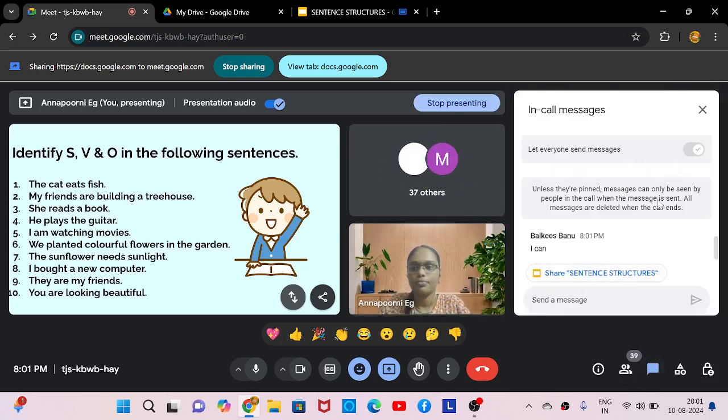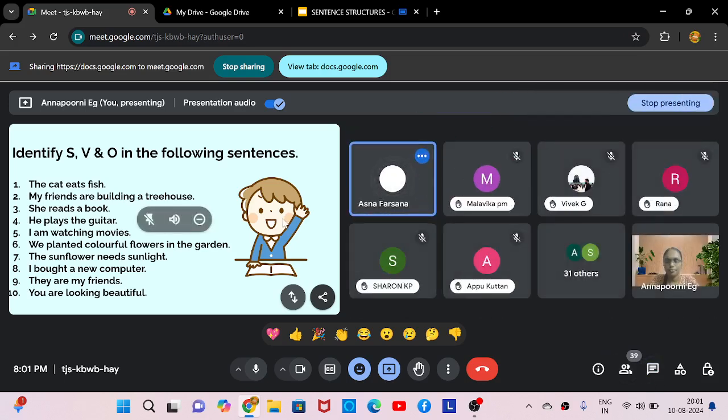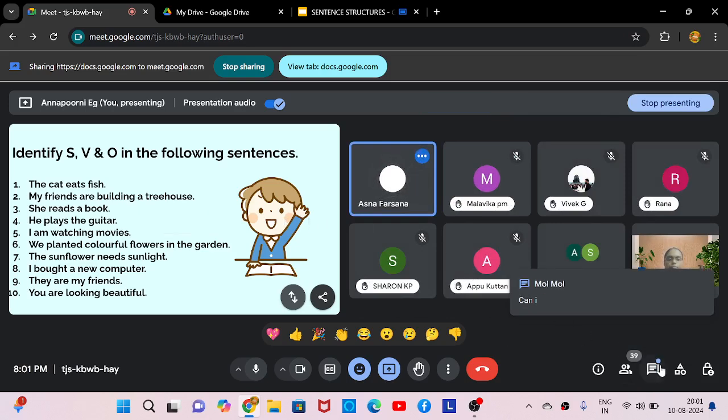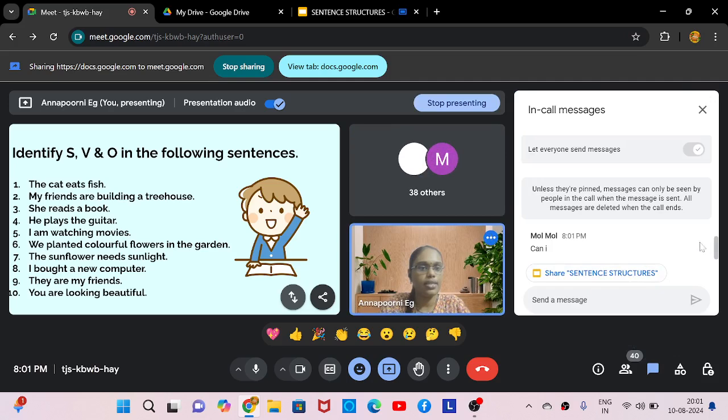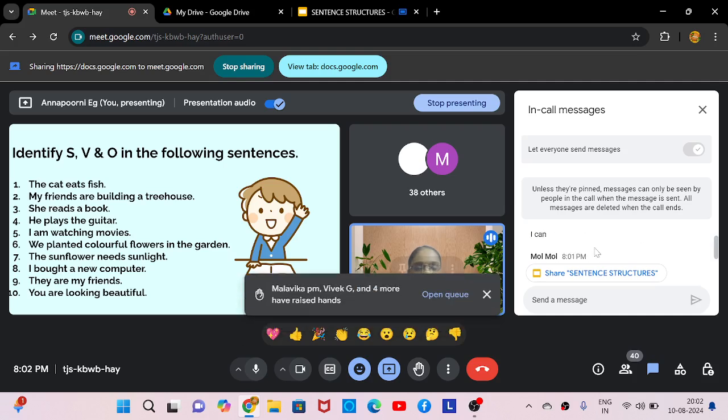My friends are building a tree house. Subject, my friends. Verb, are building. Object, a tree house. Very good. Yes, next one, I think after Asna, someone has asked.